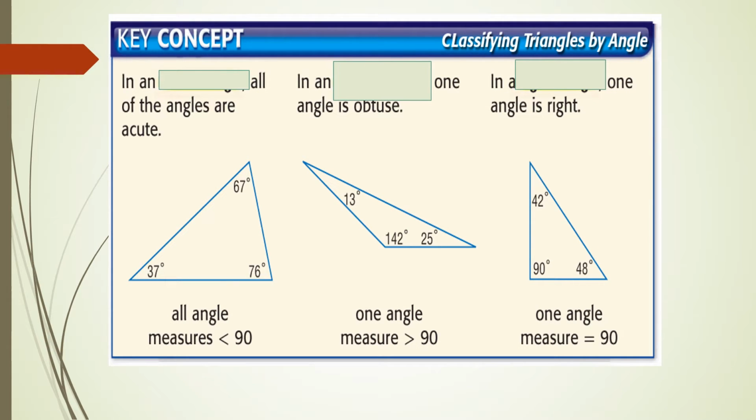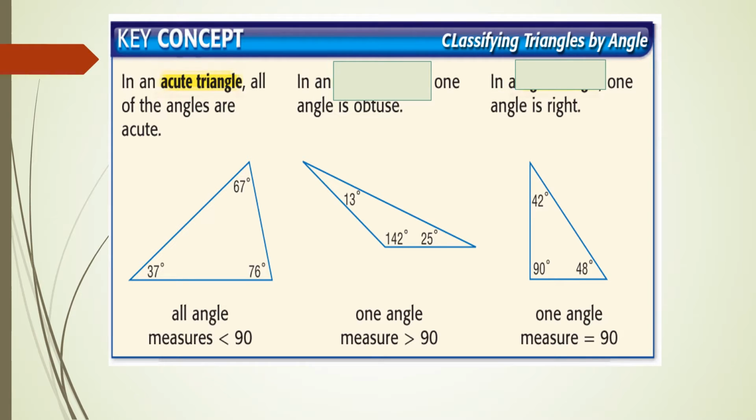Now this is classifying by the angles. Look at the first picture. All the angle measures are less than 90. So in an acute triangle, all of the angles are acute. That's known as an acute triangle.